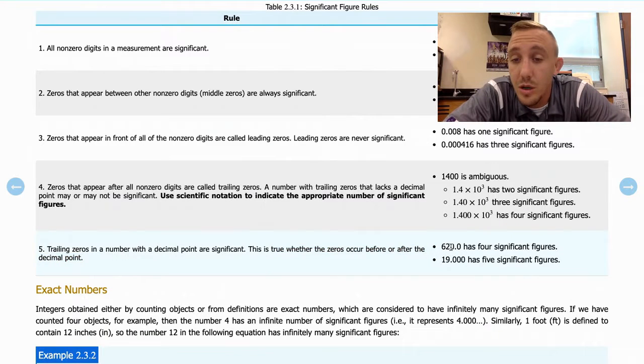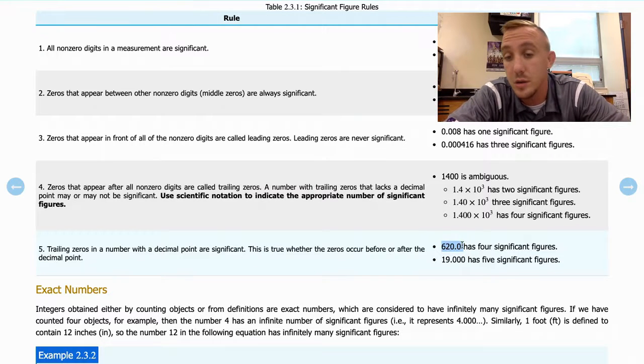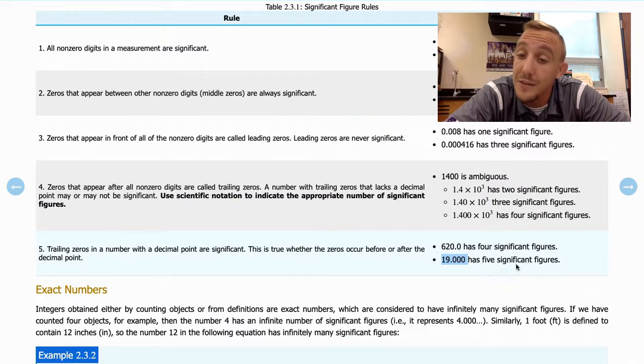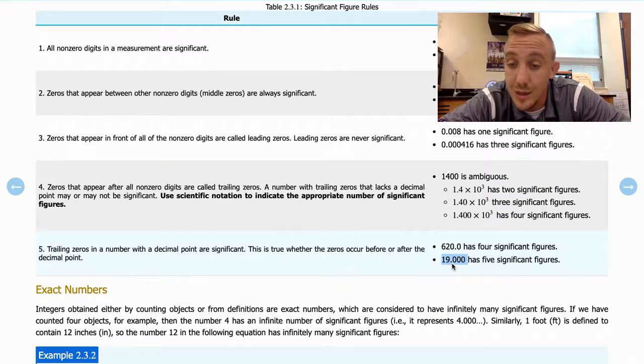So it doesn't matter. So notice 620.0. Well, if you notice, there's 2 trailing zeros and they're split by a decimal. Doesn't matter. Because there's a decimal, both of these trailing zeros count. All right, so there's going to be 4 significant figures. And then this last number, 19.000. And it's 5 significant figures because this decimal is here. If there was no decimal, none of those zeros would count. So if we took this decimal out and it was 19,000, technically it would be 2 significant figures.